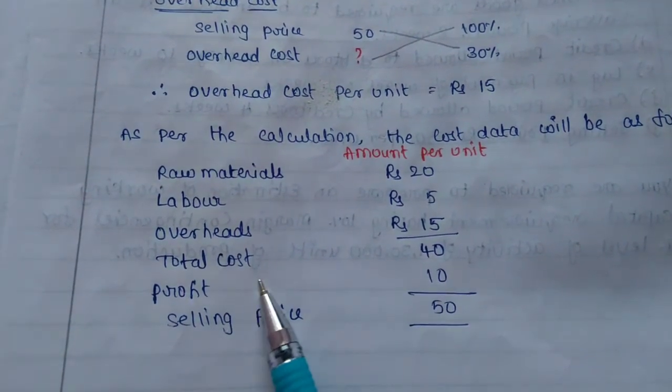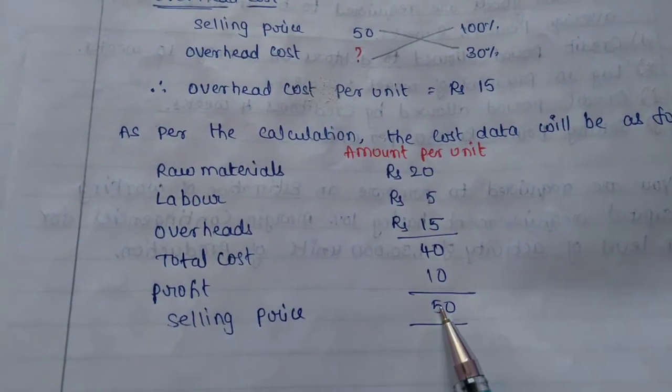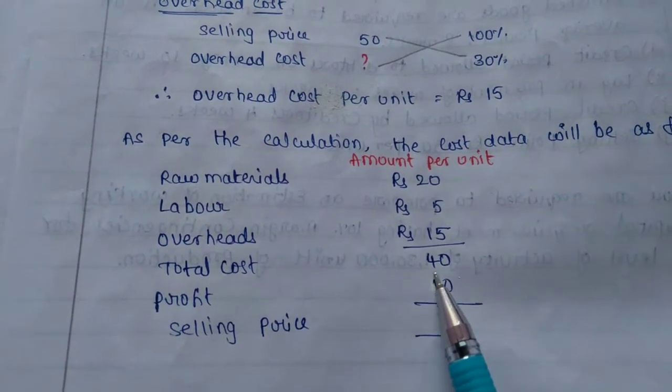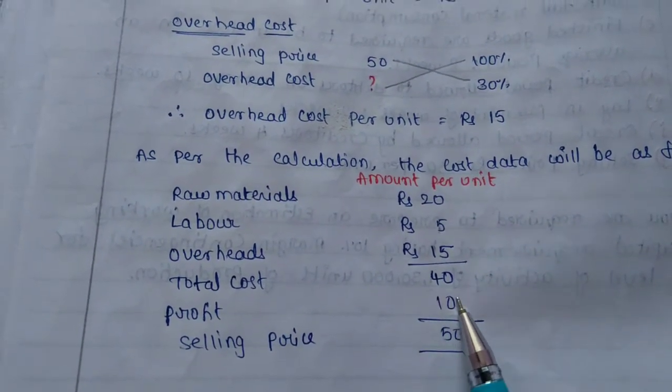What is the profit here? The profit is the difference between selling price and total cost, that is rupees 10. Here the profit is rupees 10.